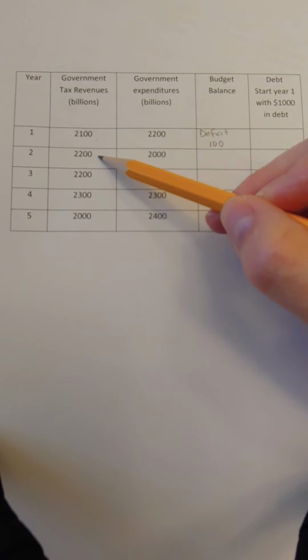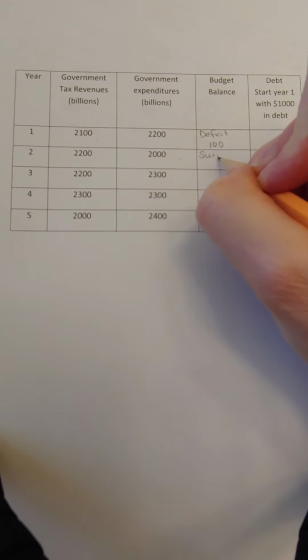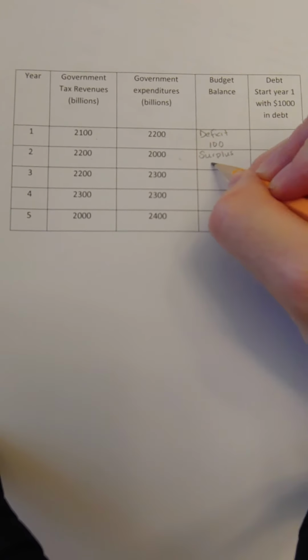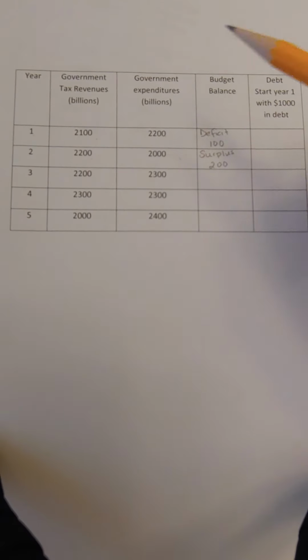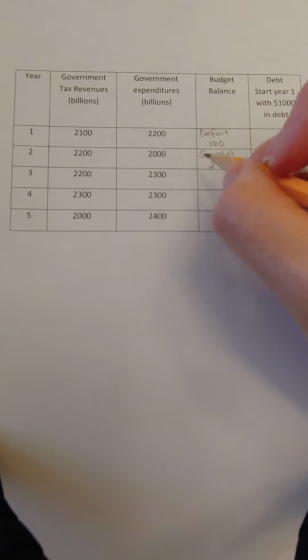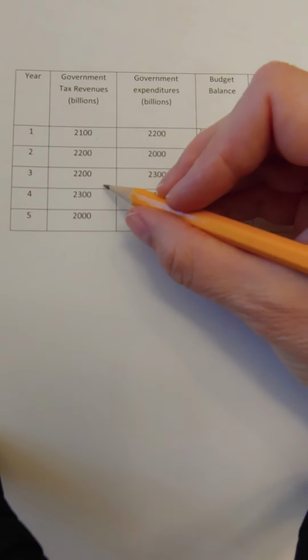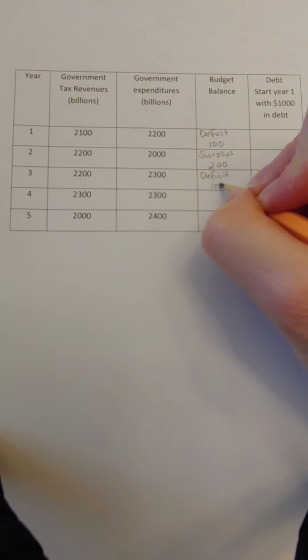So in year two, we have revenues of 2,200 and expenditures of 2,000. So revenues are greater than expenditures. So now we have a surplus, and we want to figure out how much. So it's 2,200 minus 2,000. That's 200. Now in year three, we have revenues of 2,200. We have expenditures of 2,300. So we have more expenditures than revenues. So we have a deficit of 2,300 minus 2,200, so that's 100.